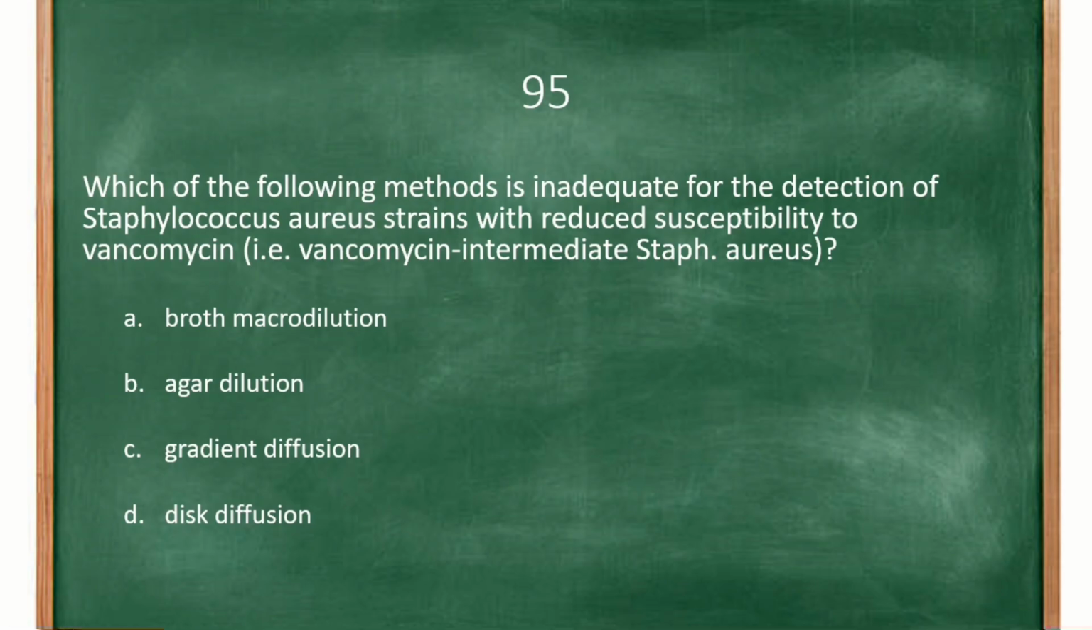95. Which of the following methods is inadequate for the detection of Staphylococcus aureus strains which reduce susceptibility to vancomycin? That's VISA, vancomycin intermediate Staphylococcus aureus. So the options here are A, broth microdilution, B, agar dilution, C, gradient diffusion, and then D, disc diffusion. The correct answer here is disc diffusion.